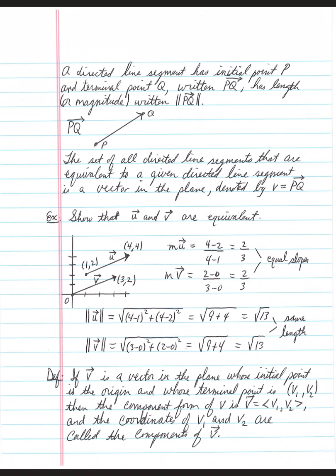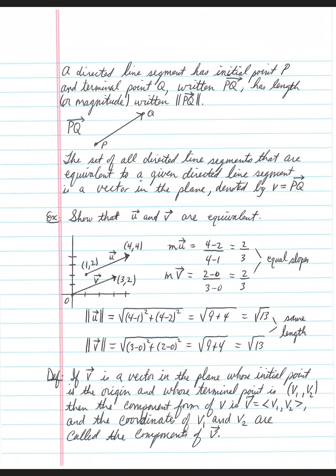The set of all directed line segments that are equivalent to a given directed line segment is a vector in the plane, and it's denoted by a bold V, which for me is hard to do, so many times you'll see an arrow over the top of that, but that single letter will represent your directed line segment.